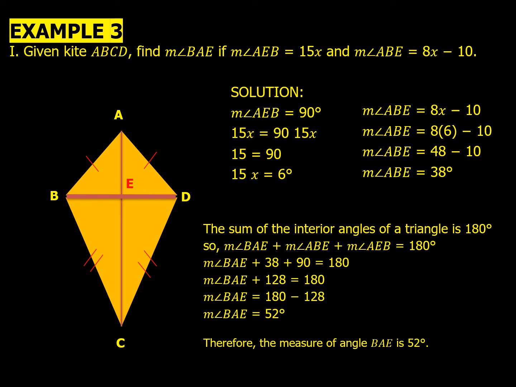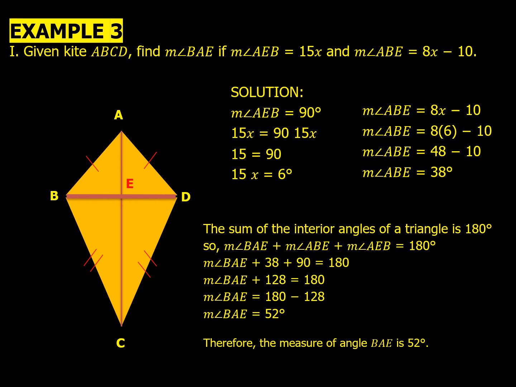To find the value of x, we will divide both sides by 15. So we have x is equal to 6 degrees. The measure of angle ABE is equal to 8x minus 10. Since the value of x is equal to 6 degrees, 8 times x is 48, minus 10. Therefore, the measure of angle ABE is equal to 38 degrees.